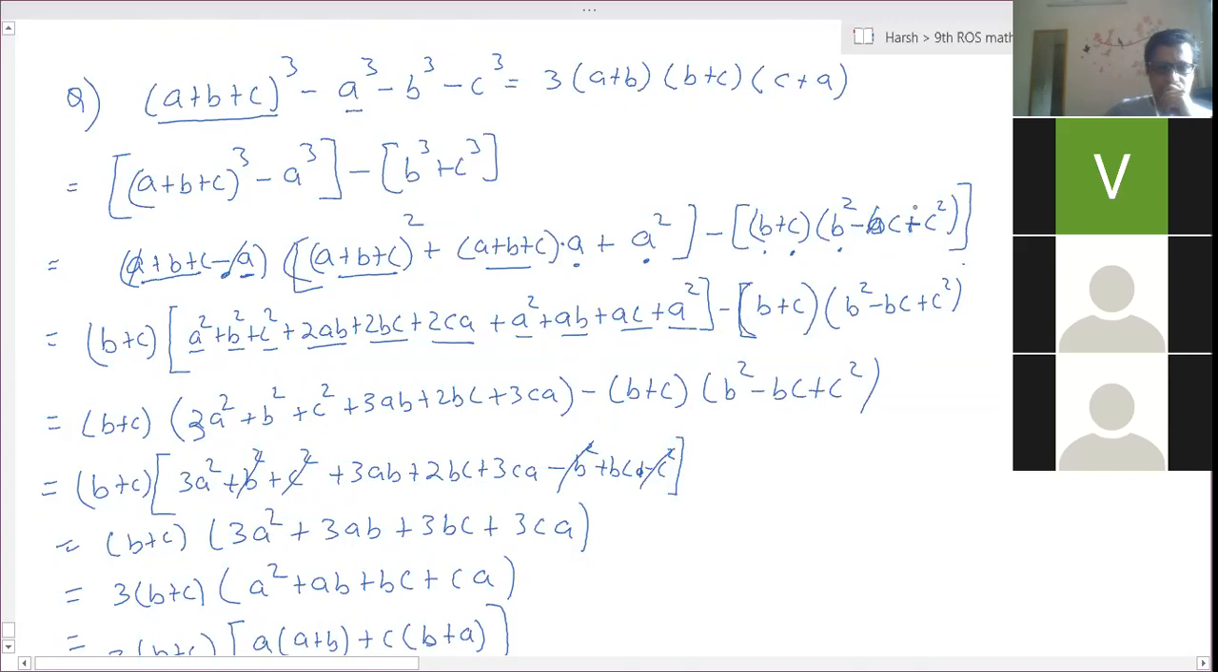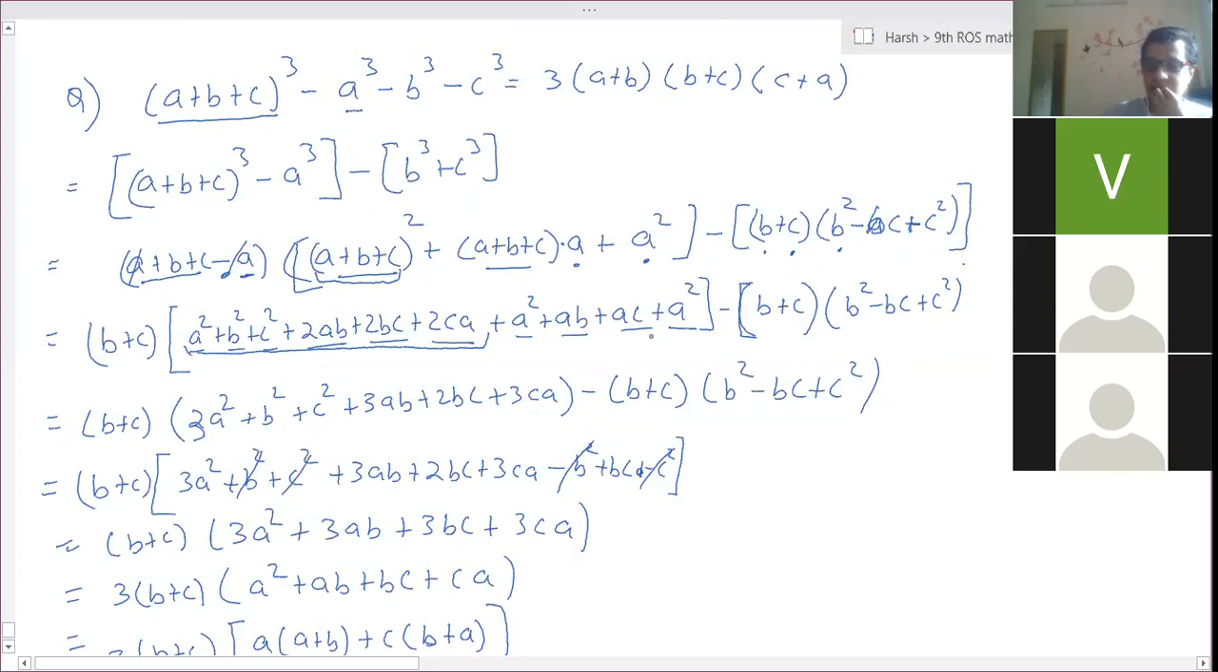The next step, sir, why in this b plus c into 3a square plus b square plus c square plus 3ab plus 2bc plus 3ca minus b square. What is a plus b plus c the whole square? a square plus b square plus c square plus 2ab plus 2bc plus 2ca, and she has multiplied these two. Yes, sir, I got all the steps.